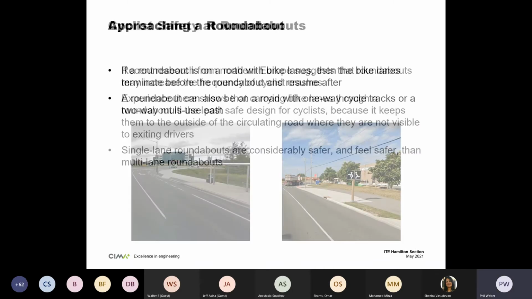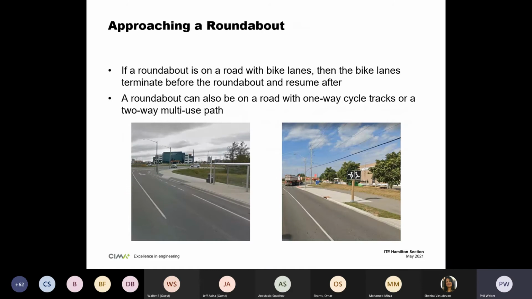Approaching a roundabout, if a roundabout is on a road with bike lanes, then the bike lanes terminate before the roundabout and resume after. So again, we don't carry them through the roundabout. Here's an example on the bottom right of that. The bike lane terminates before the roundabout, and there's that ramp to the sidewalk. A roundabout can also be on a road with one-way cycle tracks or a two-way multi-use path. And here's the multi-use path example.